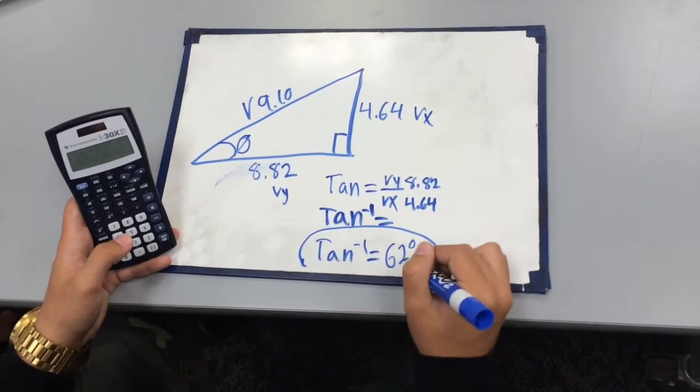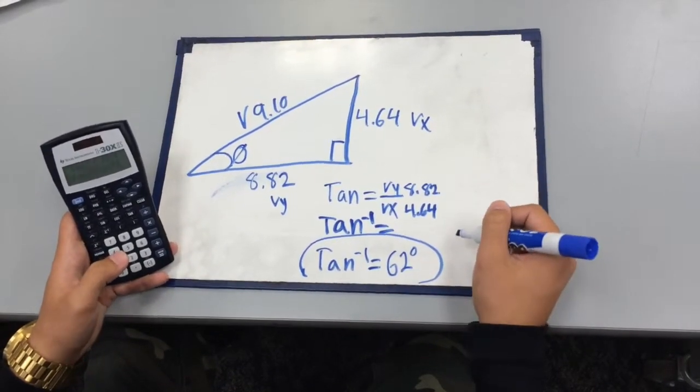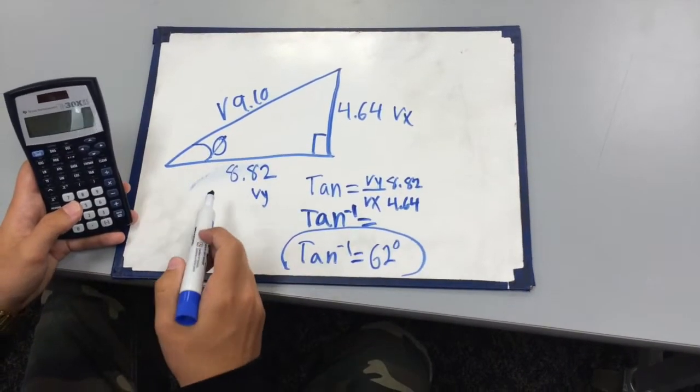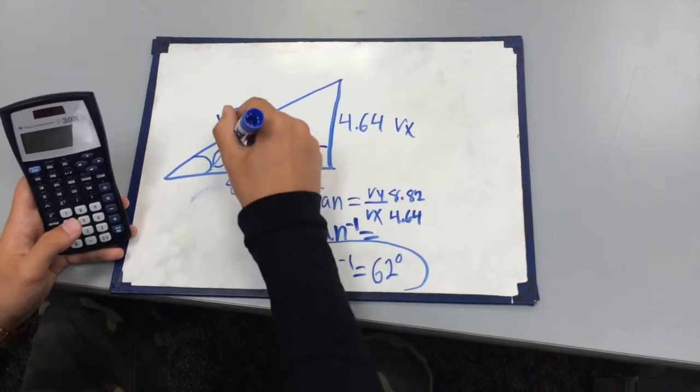Now that we have 62 degrees as our angle, we can say that the angle we were holding our slingshot at was a 62 degree angle.